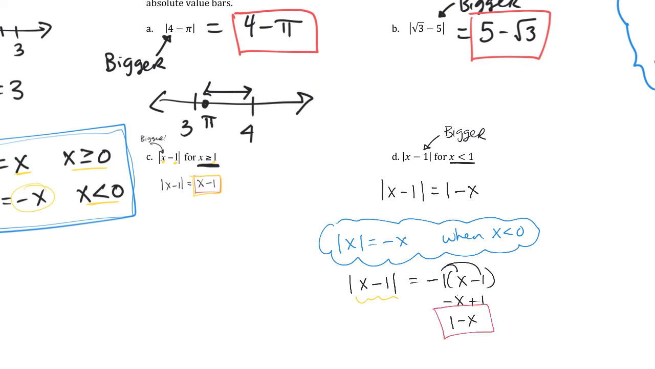So that's really how the book shows this. For me, I just think it's easier to think who's bigger, write your bigger number first.